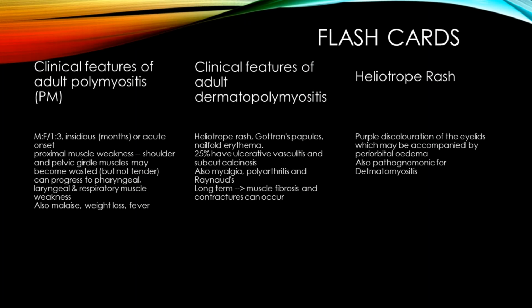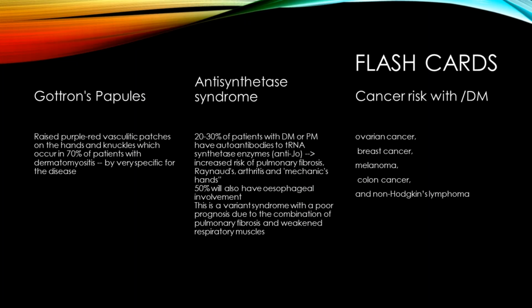One more time about heliotrope rash. It is a pathognomonic rash in dermatomyositis. Purple discoloration of the eyelids, which may be accompanied by periorbital edema. And one more time about Gottron's papules: raised purple-red vasculitic patches on the hands and knuckles, which occur in 70% of patients with dermatomyositis, but are very specific for the disease.